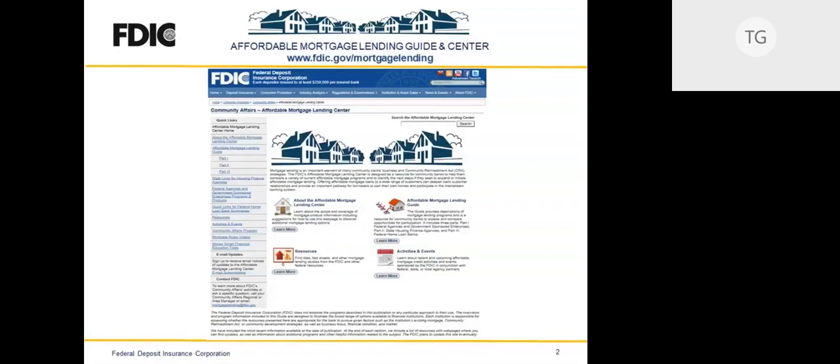The FDIC has a resource page called the Affordable Mortgage Lending Guide and Center. It is available by going to the FDIC.gov website. Then click on Consumer Protection. Next, click on Community Affairs. And last, click on Affordable Mortgage Lending Center. The website provides tools that can be used by real estate professionals, home loan counselors, financial coaches, and other agencies assisting clients with their home buying and improvement efforts.